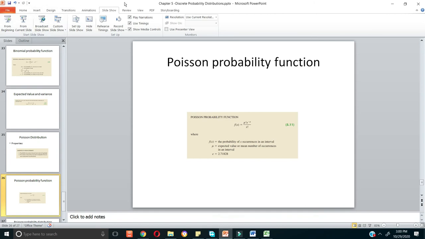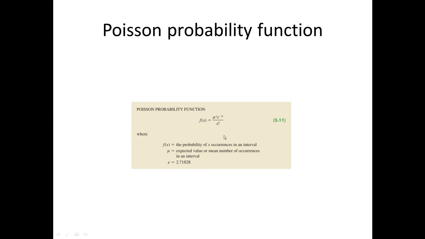Let me go back to the slideshow. This is the Poisson probability function, given by this formula. I'm not going to go into the formula too much. If there's a question about the Poisson probability function, this formula will be supplied. But the formula is actually derived directly from the binomial distribution.